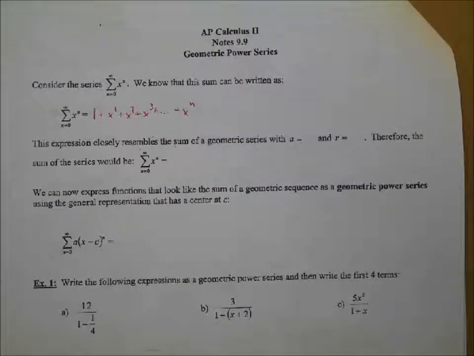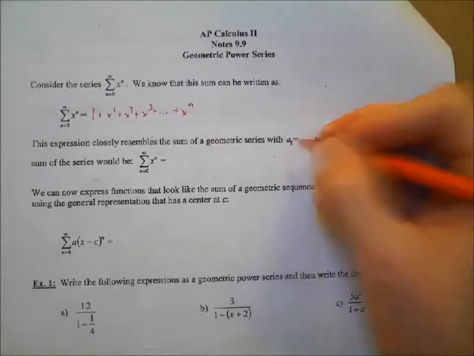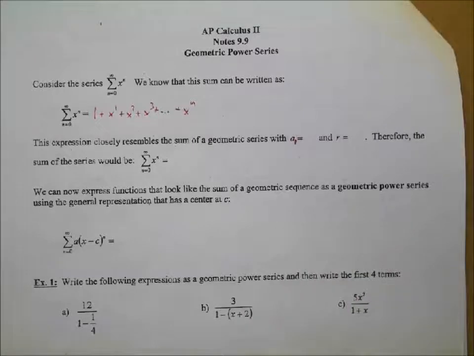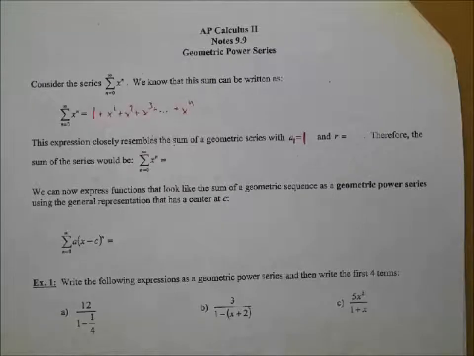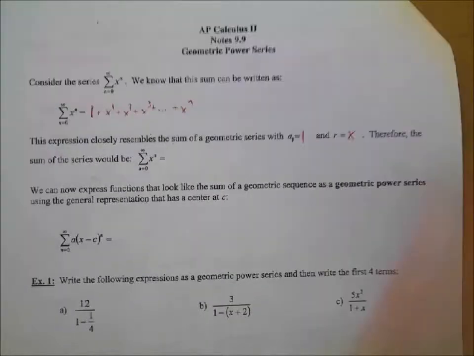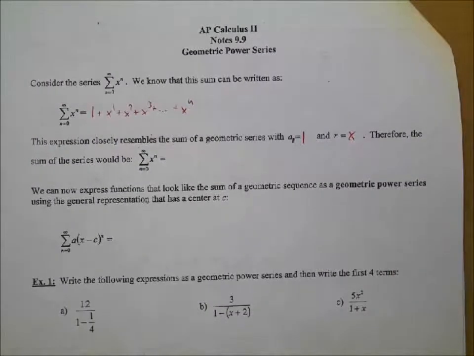Okay. This expression closely resembles the sum of a geometric series with a sub 1 being what? What's a sub 1 here? 1, right? And what is r, the common ratio, the thing that we're multiplying by repeatedly every time? x over 1, or I'm just going to say x in this case. But yep, x over 1 is not wrong either.